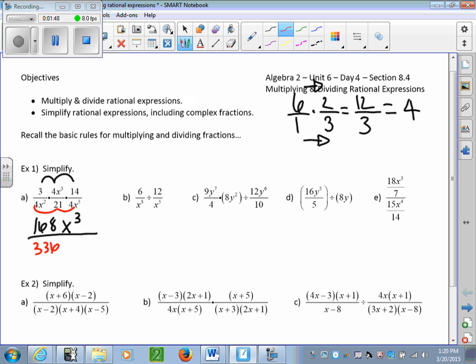And I have an x squared times x to the 5th. Remember, when I multiply variables, I add their exponents. That gives me an x to the 7th. Okay? Now, I just need to simplify this. Reduce the fraction. Now, you would not be able to do 168 divided by 336 in your head. So that's why doing it this method, you have to use a calculator. But I can go ahead and use my calculator.